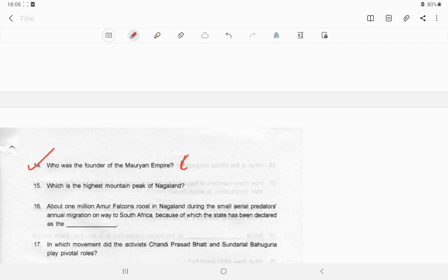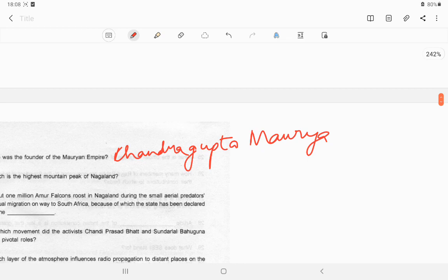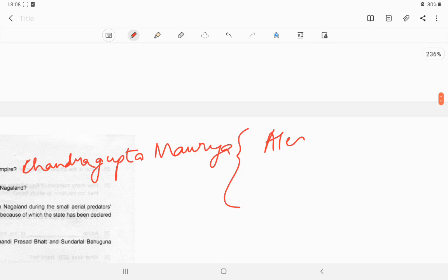Next. Who is the founder of the Mauryan Empire? It is Chandra Gupta Maurya. He was the founder of the Mauryan Empire. On a similar note, Alexander the Great was a Macedonian king. Alexander the Great already invaded India in 326 BC.